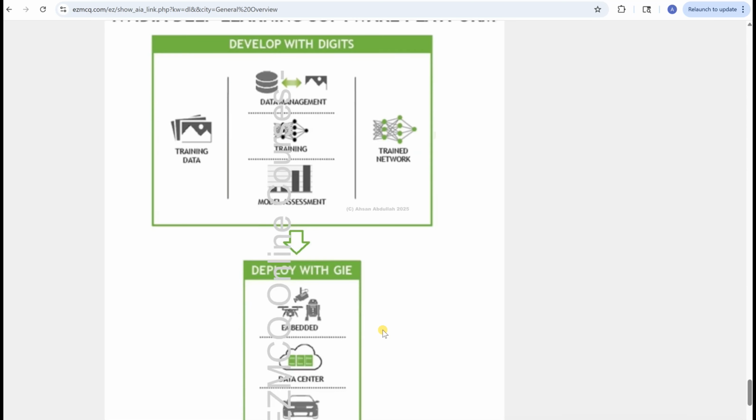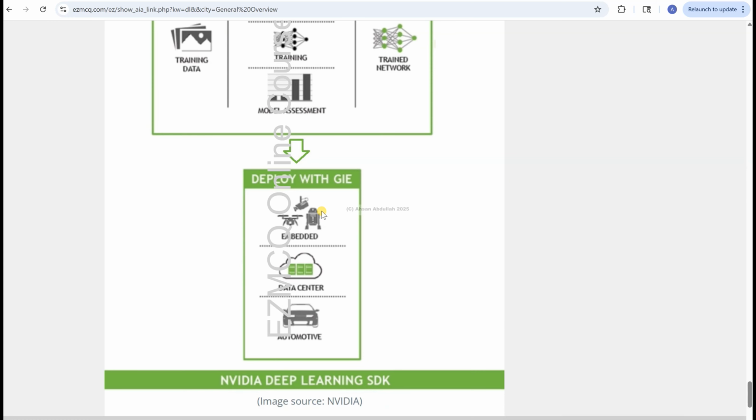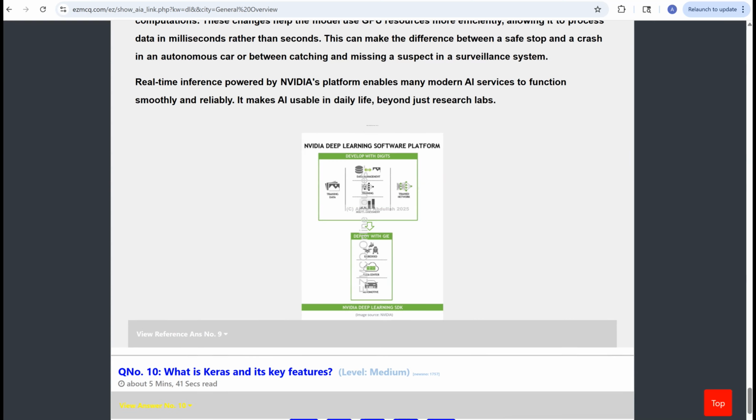And then of course you deploy with GIE. This could be in embedded systems, data centers, self-driving vehicles, and so on. These are the applications. One thing about GIE is that the inference is very fast and it has low latency, so processing time is less. Therefore it is good for applications where time is at a premium, like video analytics, robotics, and autonomous vehicles, because fast decision making is critical. Somebody is crossing the road, a car turns, a stop signal, whatever. These things need to be taken into consideration.